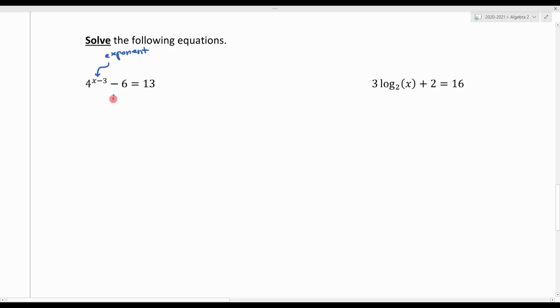So that means I can take this 6 and move it over to the other side right now. I'm going to add 6 to both sides. So I've got 4 to the x minus 3 equals 19. This is what we call isolating. I'm trying to isolate the exponent by itself, so I have the exponential part on one side and a number on the other side. Right now we are isolated, and at this stage I'm going to take a log of both sides.